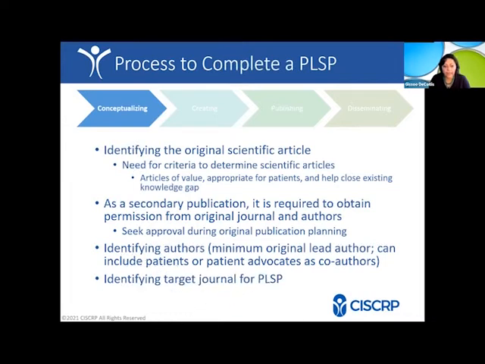And then next, the hard task of identifying a journal that accepts PLSPs and has a broad enough readership among the patient community. It's important to mention that the goal of a PLSP is to share scientific information in a lay version with patients who may or may not have the scientific background. So we have to overcome the health literacy issues that may exist in the patient communities. So Laura, I don't know if you're going next, but.